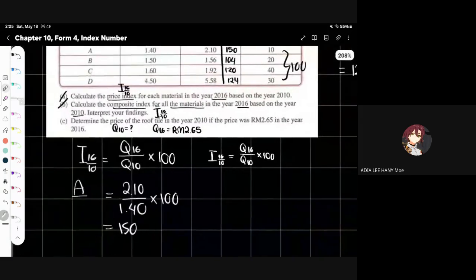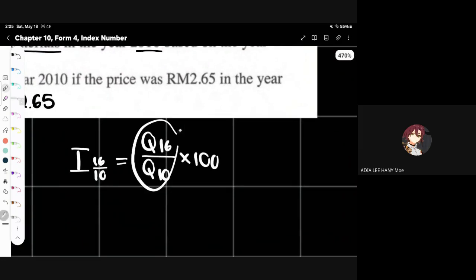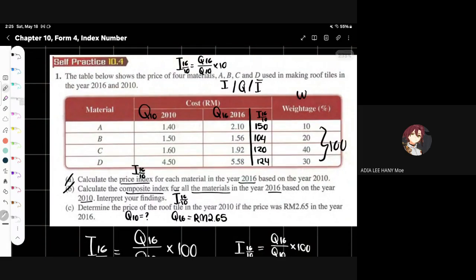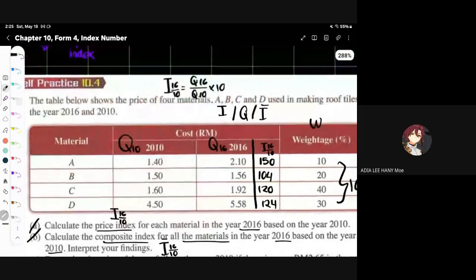Common sense, right? They say determine the price of the roof tile in the year 2010. What Q are we actually using? Look here. Do we use QA, QB, or this one here? No. Why? They said the price of the roof tile. Look at what they give you: they give you material in making roof tile.